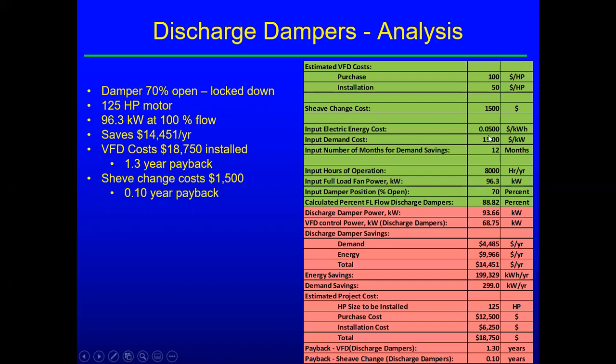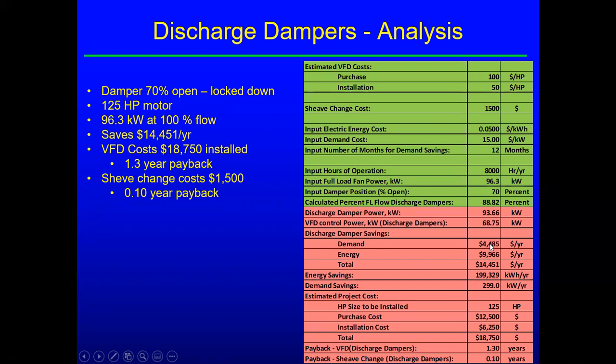That's what comes back from that curve fit, 88.82% flow. And so the discharge damper power at this flow would be estimated to be 93.66 kW. Now, that could be a measured number if you measured it. And so then you could adjust this number to give you the measured number there. That would be fine as well. If you were doing this with VFD control, we would be at 68.75 kW. So the difference there is our power savings.